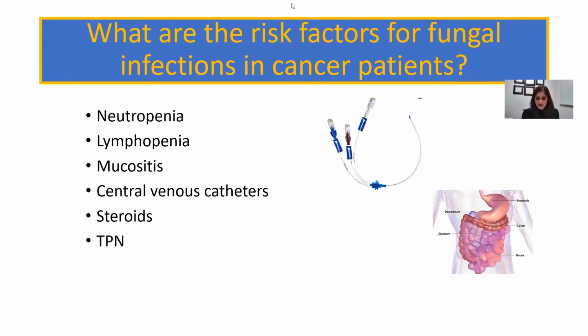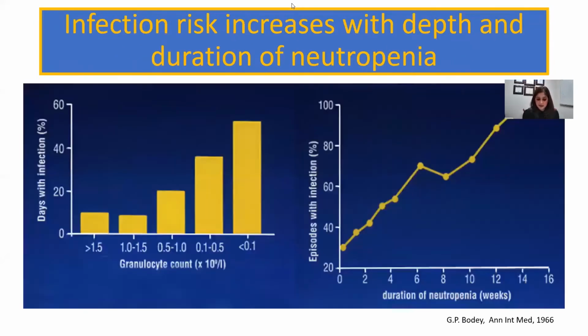Oftentimes, these patients will have central venous catheters, which become colonized and become a nidus of infection. They'll be receiving steroids, which further immunosuppress them and place them at increased risk for invasive candidiasis, as well as total parenteral nutrition. And unfortunately, the oncologic population often has one or multiple of these risk factors, placing them at increased risk for infection.